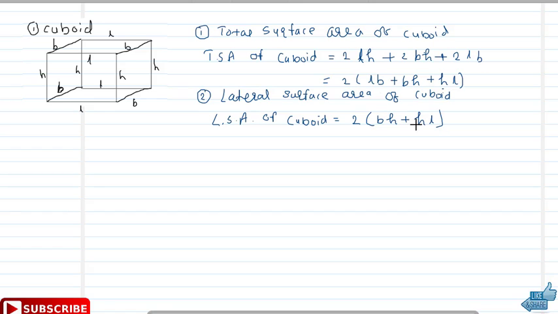And the third and the last formula for the cuboid, that is volume of cuboid.